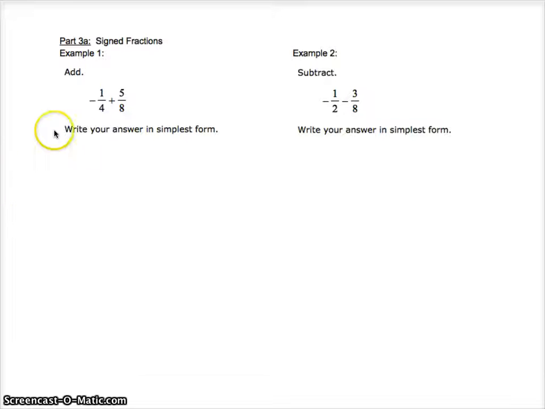Here's part 3A of our fraction adding and subtracting series, and we're going to look at signed fractions. So we're going to get to apply our wonderful sign rules of addition and subtraction. For the first example, number 1, it says add negative 1/4 plus 5/8. So first I've got to find my LCD. So my LCD is 8.